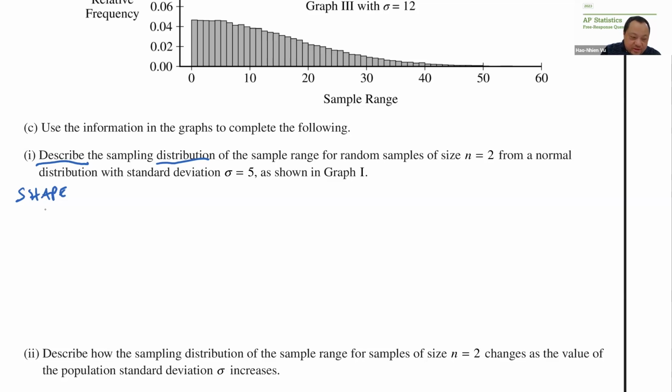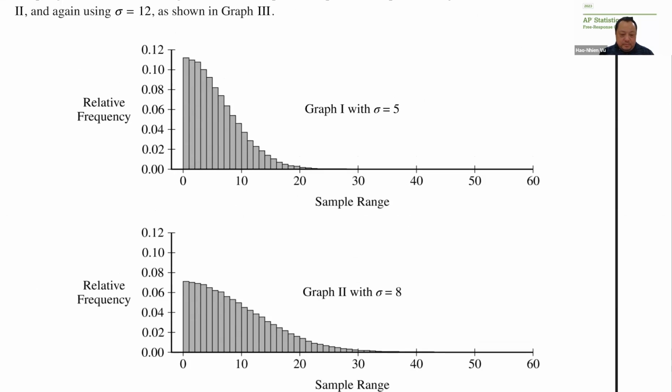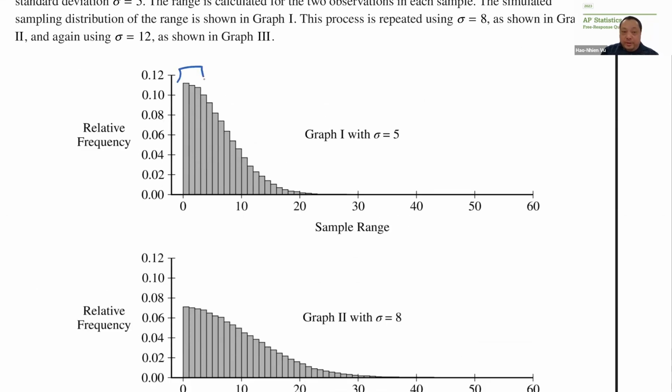Shape, which consists of two things. How many modes? Unimodal, bimodal, etc. And skewness. Center, spread, and any outliers. Unimodal, one mode, skew to the right, center, down here somewhere, and the spread.